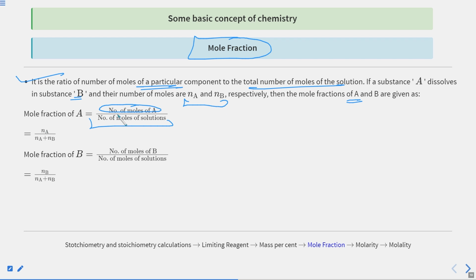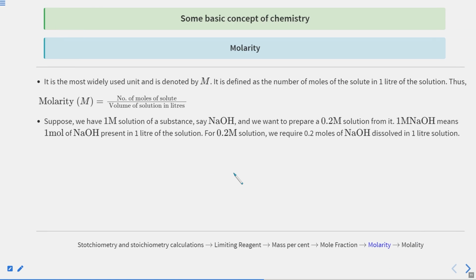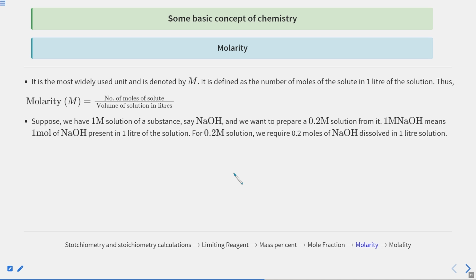So mole fraction of A will be number of moles of A divided by number of moles of solution, and that is Na divided by Na plus Nb. Mole fraction of B will be number of moles of B divided by number of moles of solution. It means you can say Nb divided by Na plus Nb. I hope you are getting a clear idea about the mole fraction. It is the most widely used unit.